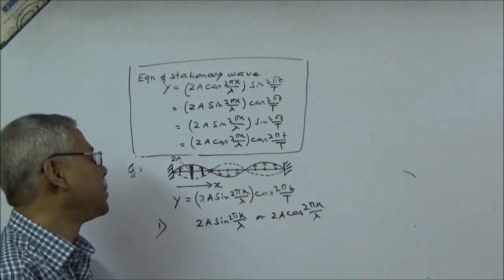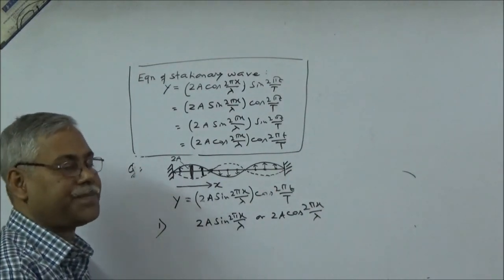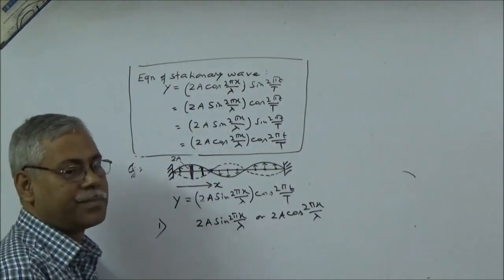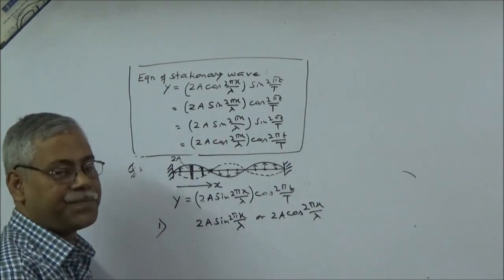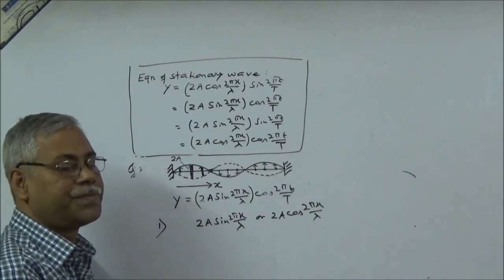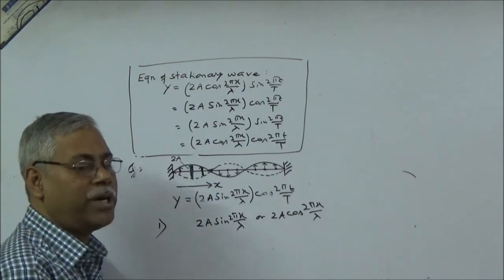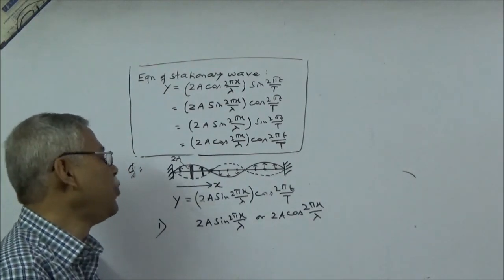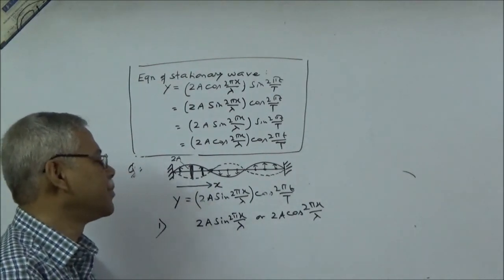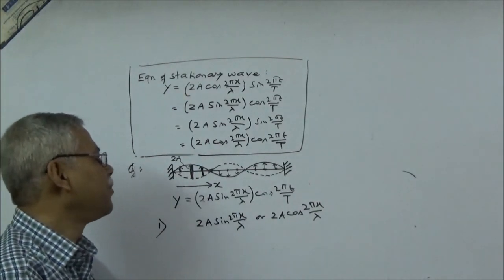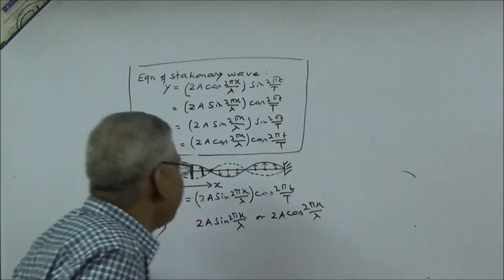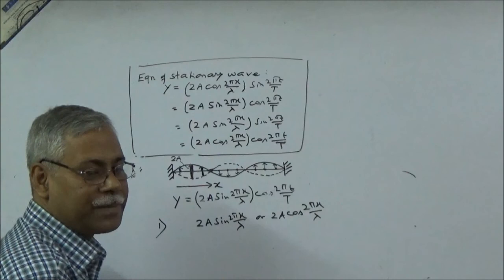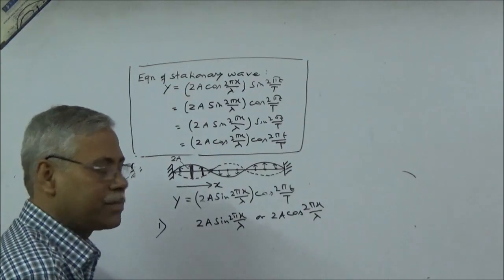Depending on the position, the amplitude is 0 or 2a or between 0 and 2a. Depending on position, the amplitude is 0 or 2a or between 0 and 2a. Next point.